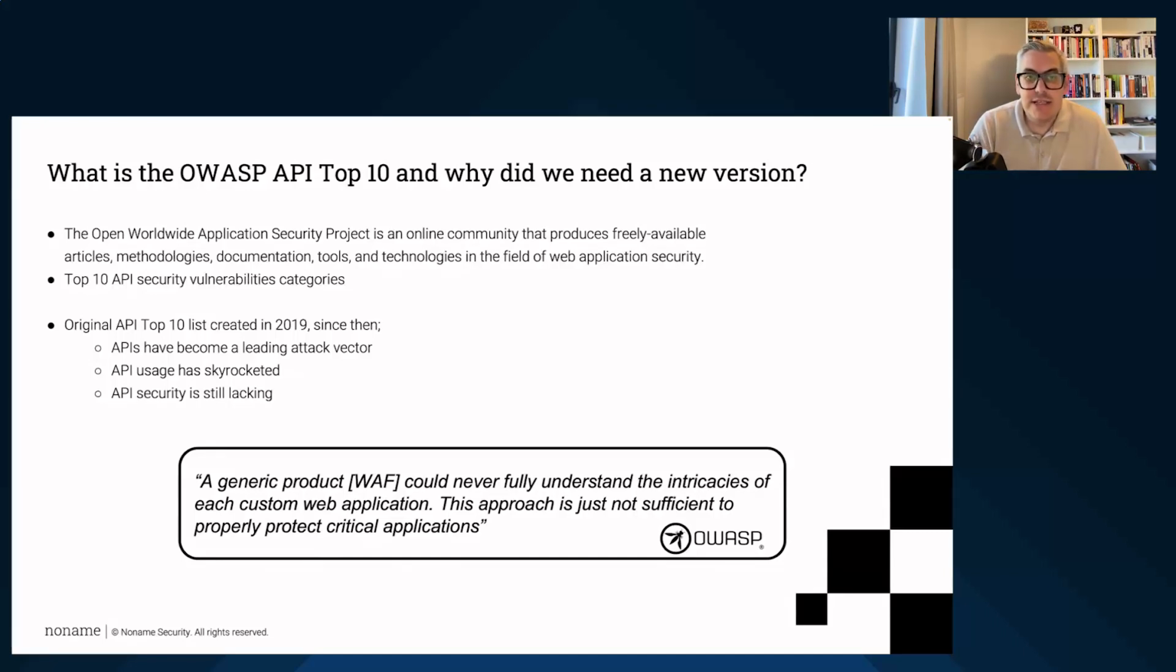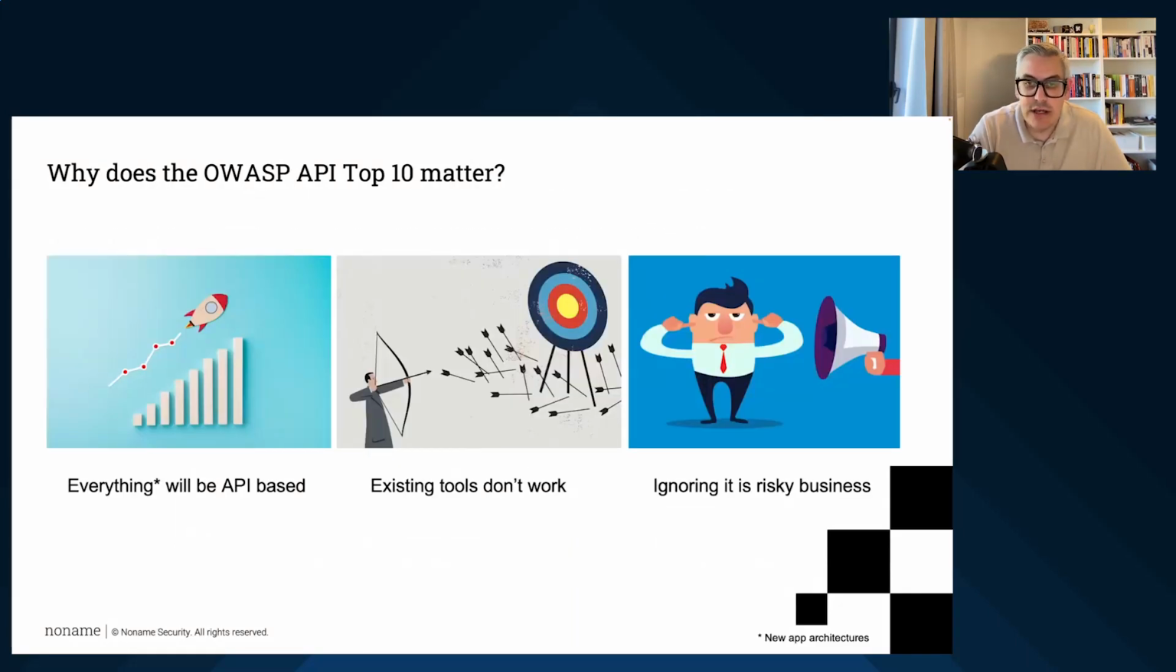So why does a list like the OWASP API Top 10 matter? Everything will be API-based is sort of our thesis. And when I say everything, it's mostly, of course, new app architecture. So think about distributed architectures, microservices-based environments and so on, those are built on the basis of APIs. Think about consuming a service from a public cloud vendor. Those are all powered on the basis of APIs to a large extent.